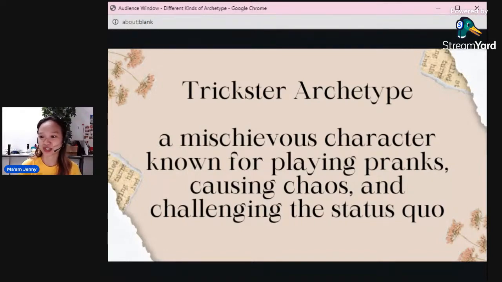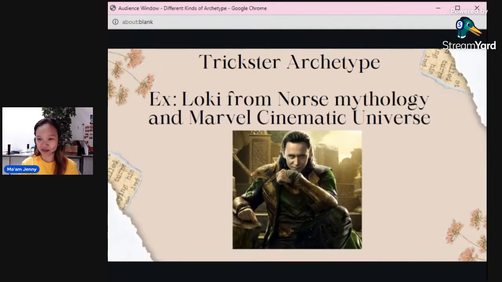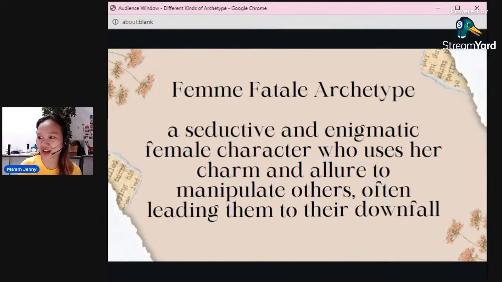So, a mischievous character. Perfect example natin dito is, of course, Loki, if you're familiar with the Marvels. He is a brother of Thor. Kasi, power ni Loki is he can change appearance. So, sometimes he does funny stuff para lang magkagulo. He's really funny, but sometimes he's also very, very dangerous. So his character is categorized to the trickster archetype. So playing tricks.